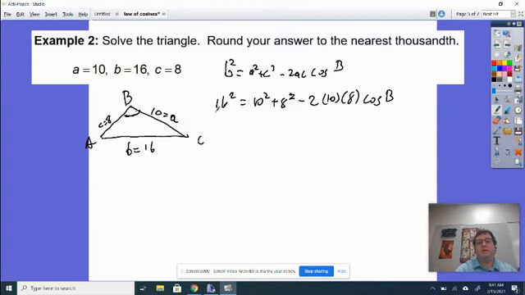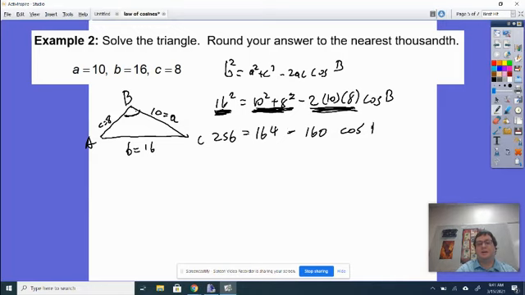So what you want to do is underline the 16 squared. You want to underline the 2, so 1, 2, 3. Those are the things you want to underline. The first number, the next 2 numbers, and then the next 3 numbers. 1, 2, 3. You want to solve each of those parts. So I'm going to solve 16 squared. That's 256. I'm going to solve 10 squared plus 8 squared, which will be 164 if I put it in the calculator. And then I'm going to solve 2 times 10 times 8, which should be 160. Still minus cosine of B.